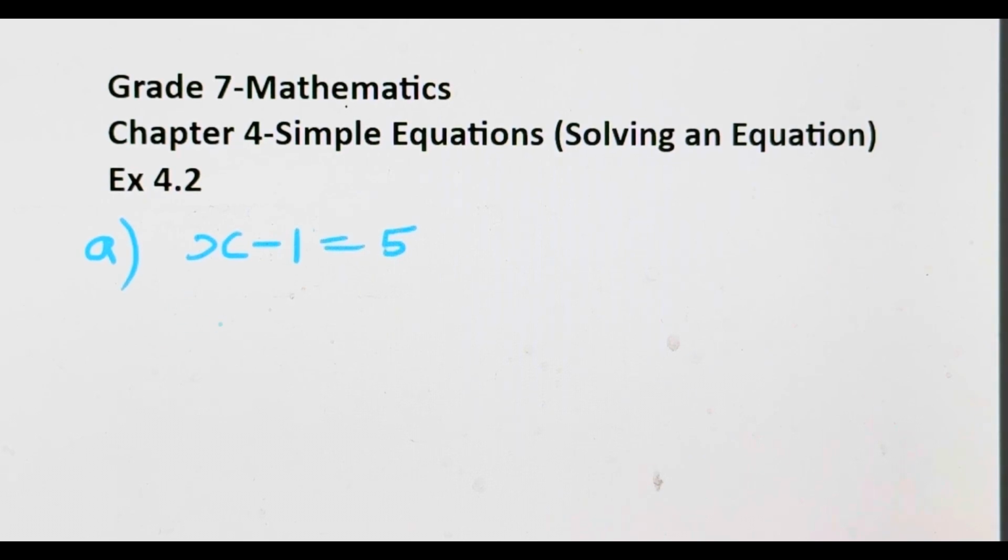So there is a rule. If we are taking any number from left side to right side or right to left, the sign changes. If it is positive, it becomes negative. If it is negative, it becomes positive. Okay, so that is one thing. If it is multiplication, it becomes division, or if it is division, it becomes multiplication. So with that basic knowledge, we'll start solving.